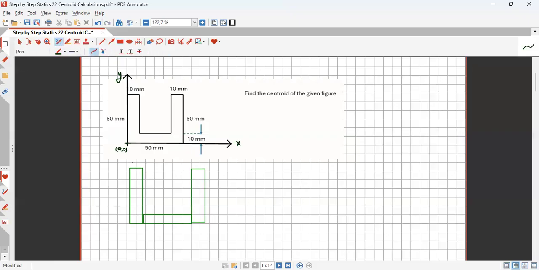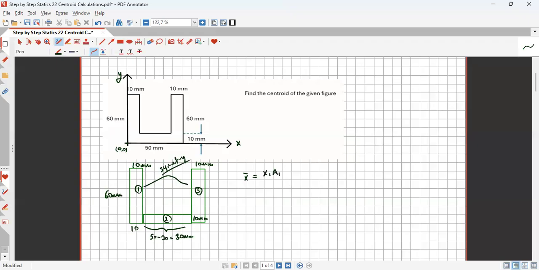First of all, here is 10 millimeter. Here is also 10 millimeter. We call it the first shape, second shape, and also the third shape. 60 millimeter here, and also here is 10 millimeter. Moreover, we can find this length. Here is 10, here is 10. Also 50 minus 20, it is 30 millimeter. Now we can find the centroid. Shapes 1 and 3 are the same due to symmetry.